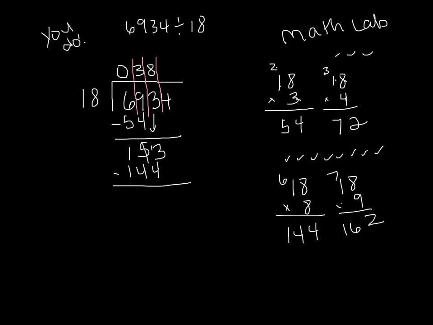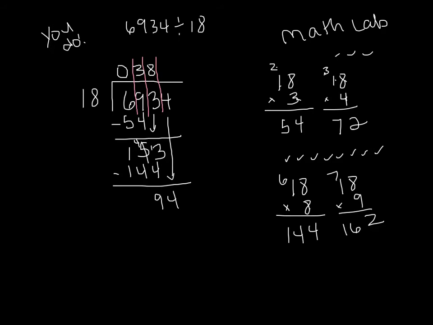Subtract, I'm going to have to borrow. 13 take away 4 is 9. 4 take away 4 is nothing. 1 take away 1 is nothing. Yes, that's definitely less than 18. And throw down the next player, the 4. 18 into 94, my math lab already has some answers for me too.